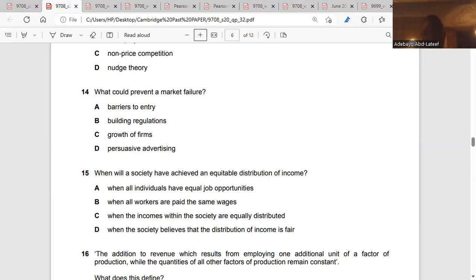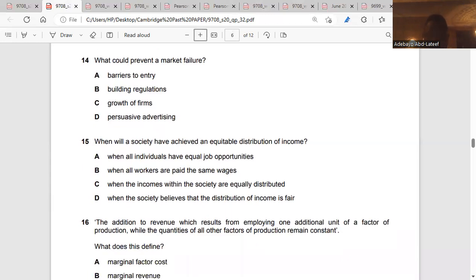No. But it's a market failure because those that consume cigarettes could have health issues. So their production is leading to misallocation of resources. Business failure is separate, market failure is not the same. So the answer is B anyway, question 14. We'll go to 15. Thank God.